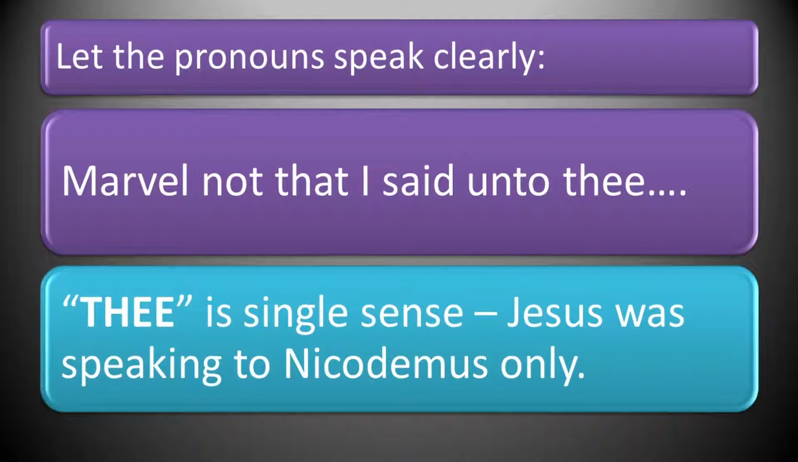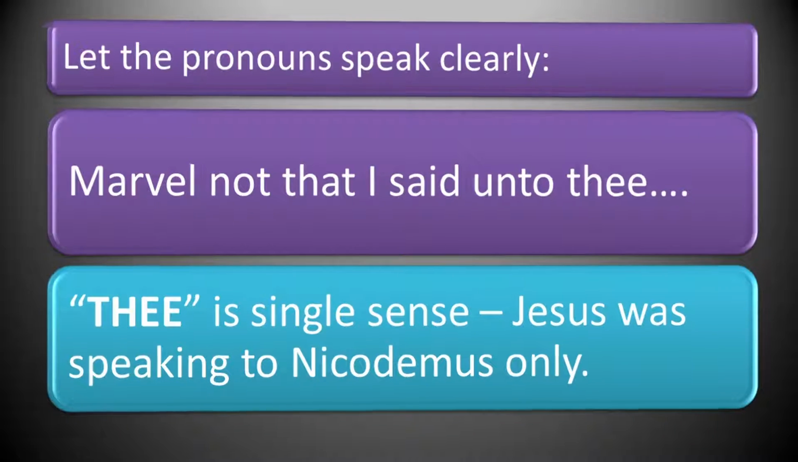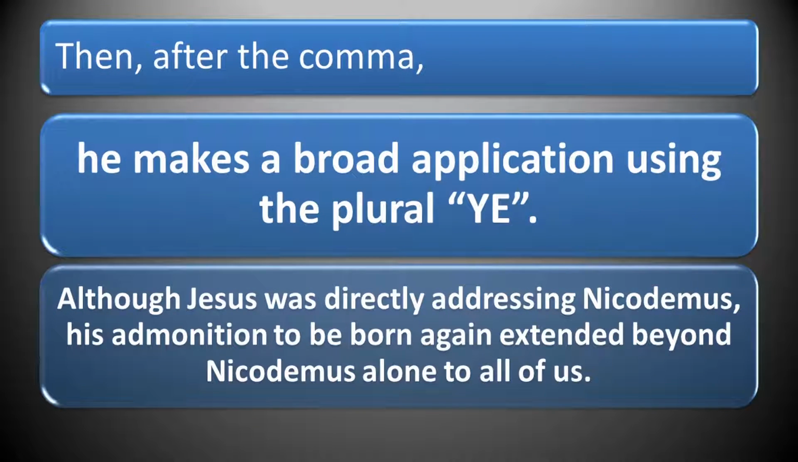Jesus was speaking to Nicodemus. He was speaking to one person. He was telling this to Nicodemus. He wasn't telling it to the disciples and everybody else, so he was recounting this to Nicodemus. But after the comma, he makes a broad application using the plural ye. Although Jesus was directly addressing Nicodemus, his admonition to be born again extended beyond Nicodemus alone to all of us.